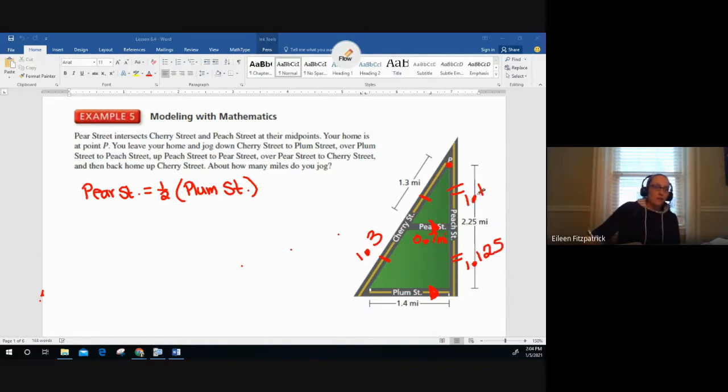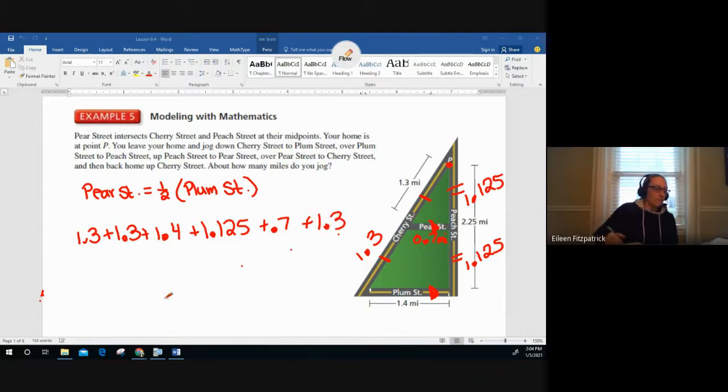So now that everything is labeled, if you're going to jog down here, it's going to be 1.3 plus 1.3 plus 1.4 plus 1.125 plus 0.7 plus 1.3. When I add it all together, you're going to get 7.125 miles.